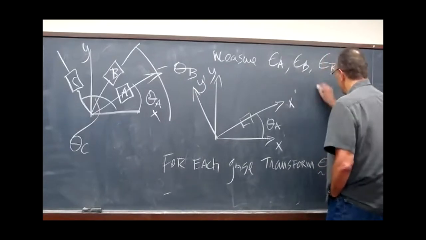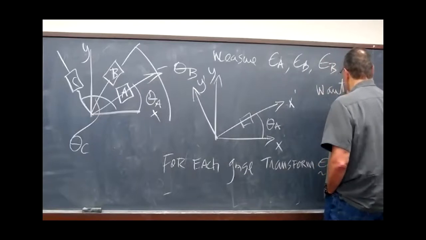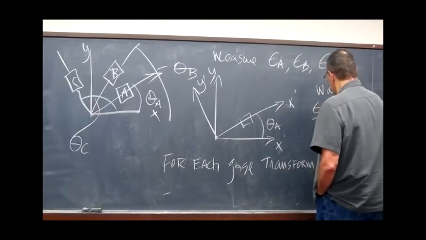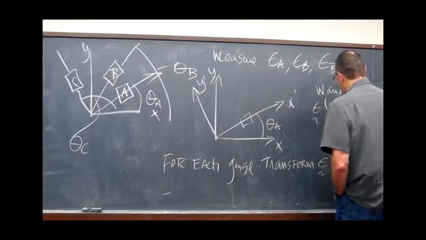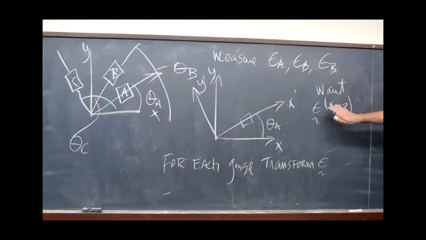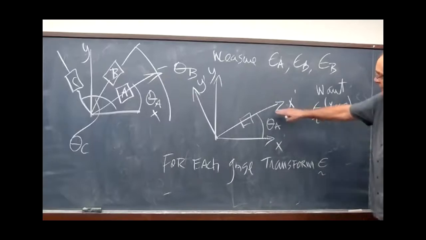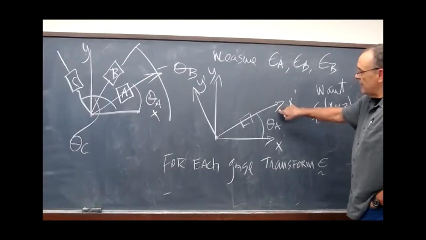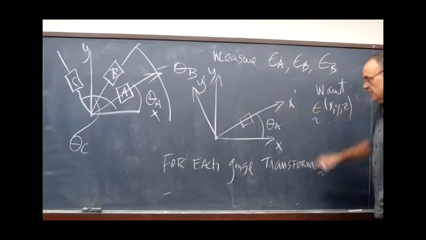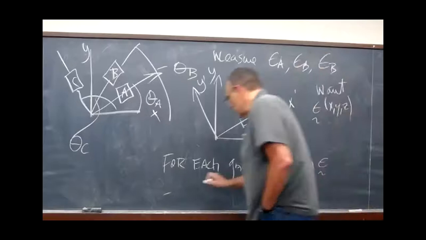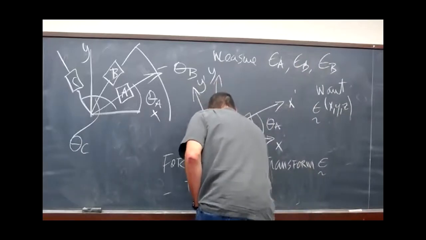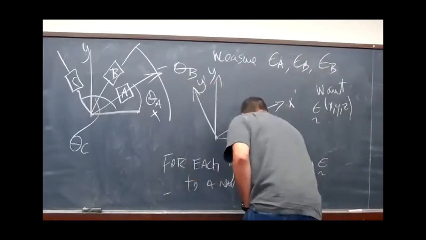We want, remember, here's what we want. We want epsilon in the XYZ coordinate system. It's probably not the right way to write that, but I want the components of strain in the XYZ coordinate system. What I'm measuring now, I'm measuring 3 normal components in 3 different coordinate systems. So for each gauge, I'm transforming my strain tensor, the thing I want, to a new coordinate system.